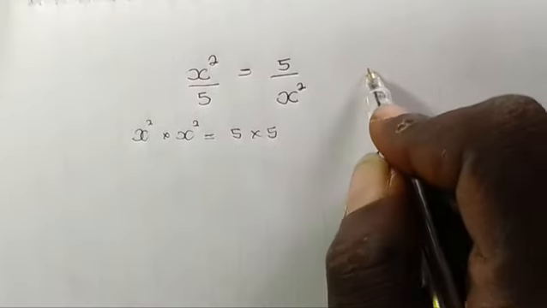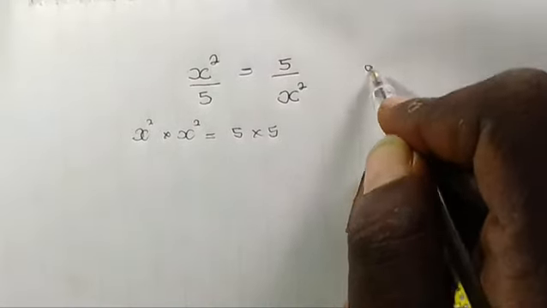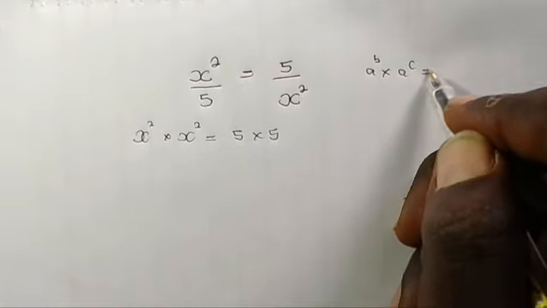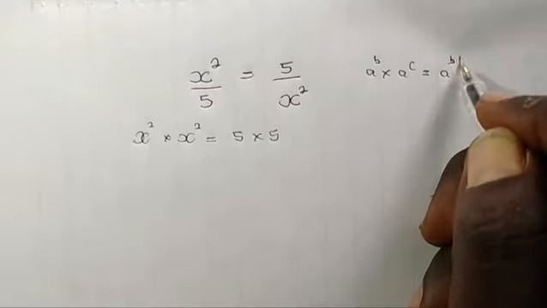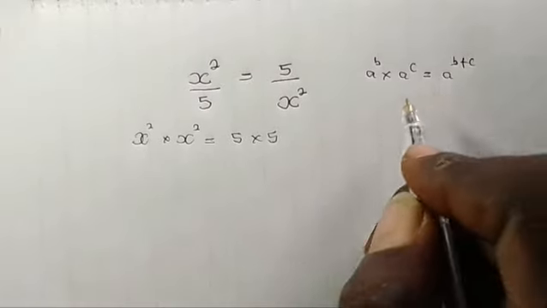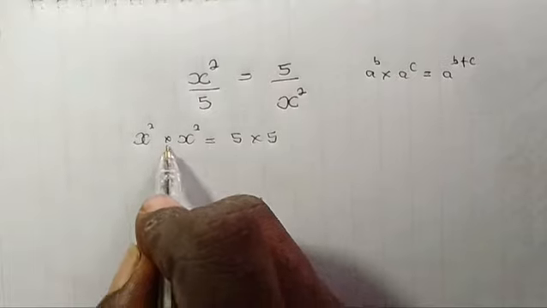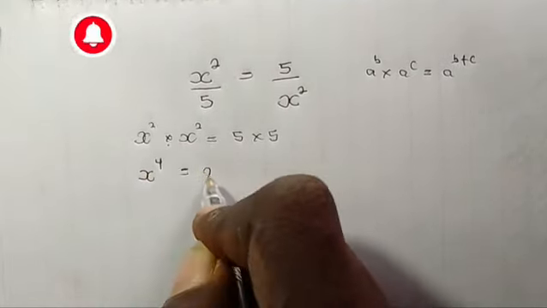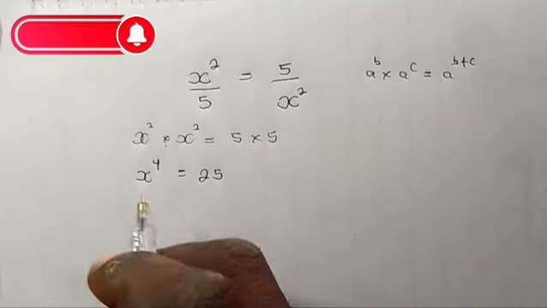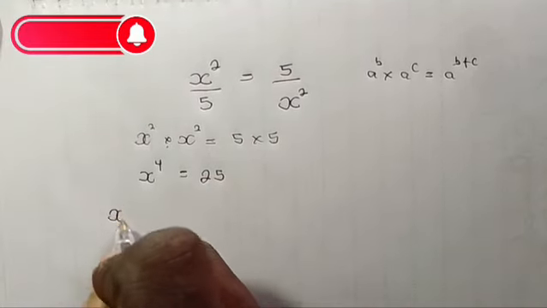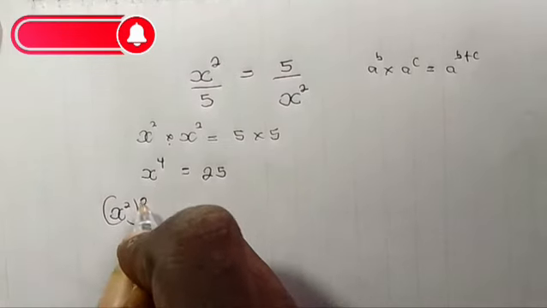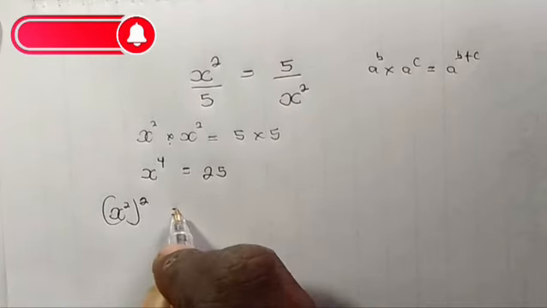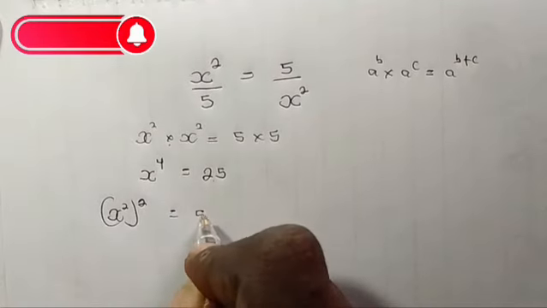Don't forget, in indices, when you are multiplying numbers with the same base, for instance, when you multiply these two together, you are going to have a raised to the power of b plus c. So this is a law of indices. So when we apply this here, we are going to have x raised to the power of 4 is equal to 25, right? So we can write this as (x raised to the power of 2) all raised to the power of 2 using the indices law, right? Here we have 5 raised to the power of 2.